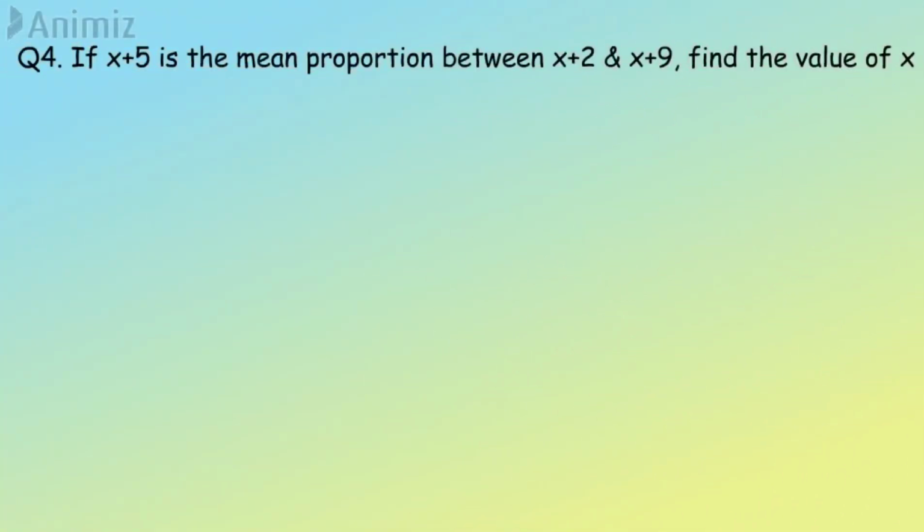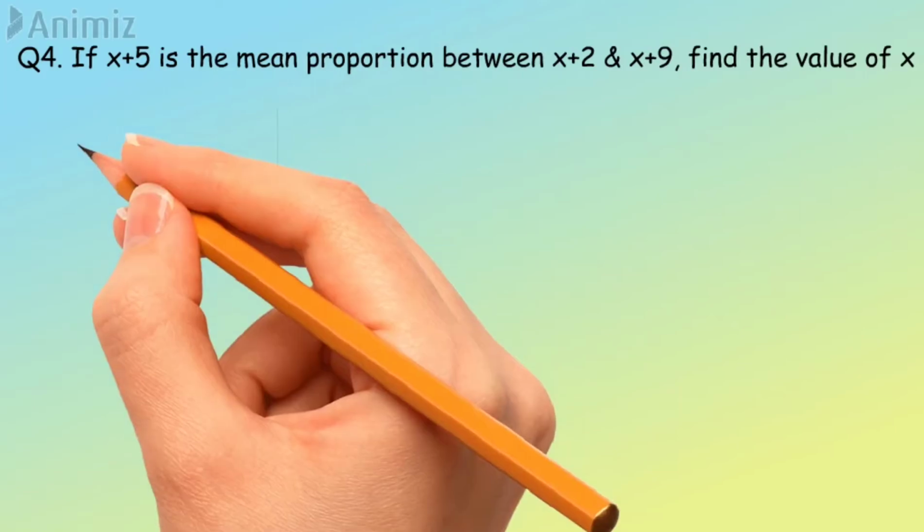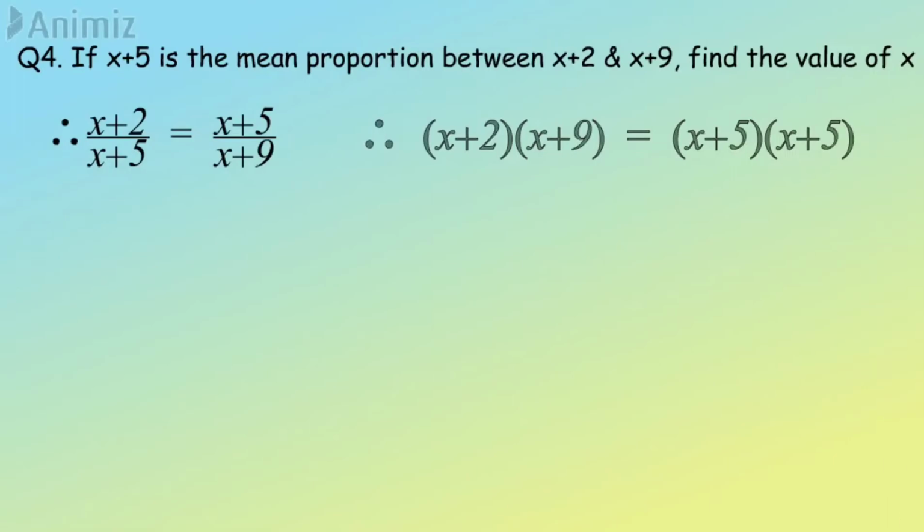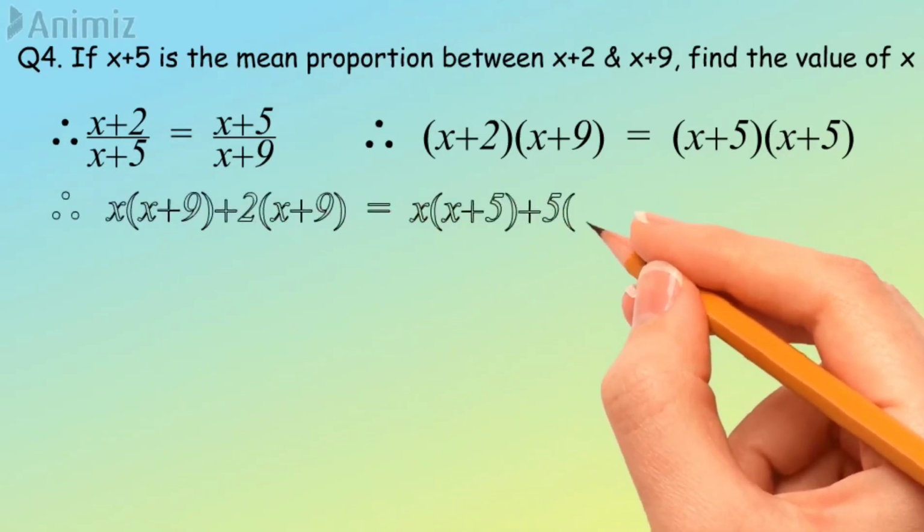Now just see the next sum. If x plus 5 is the mean proportion, you know, the middle number, between x plus 2 and x plus 9, you are asked to find the value of x. You know mean proportional means B. So your ratio will be A by B equal to B by C. So your x plus 5 will get repeated 2 times. Now on cross multiplication, your x plus 2 will get multiplied with x plus 9 and x plus 5 gets multiplied with itself only. Now expand it. On expansion you will get this step.